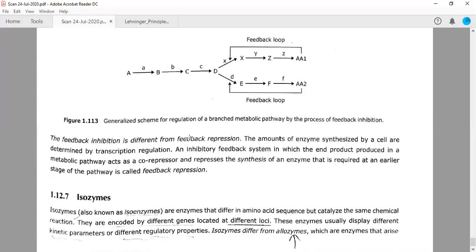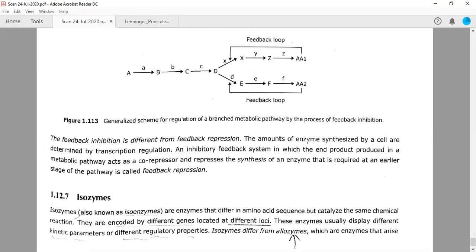So the feedback inhibition is different from feedback repression. The amount of enzymes synthesized by the cell is determined by transcription regulation and the inhibitory feedback system, in which the end product produced in the metabolic pathway acts as a co-repressor, and it will work with the repressor molecule to repress the synthesis of the enzyme required at the earliest stages of the pathway. This is called feedback repression. Instead of feedback inhibition, there is another form also, feedback repression.